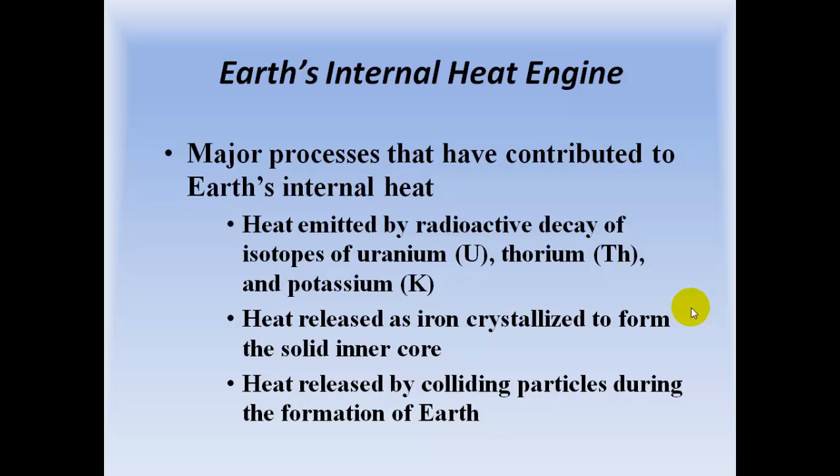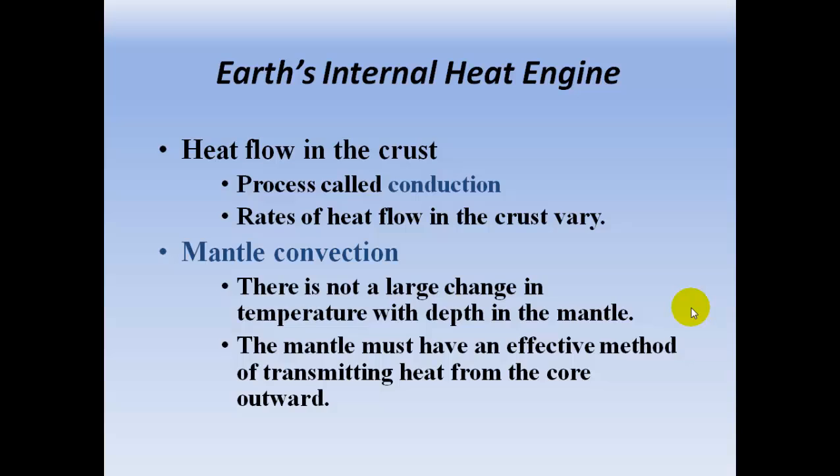Major processes that have contributed to Earth's internal heat: heat emitted by radioactive decay of isotopes of uranium, thorium and potassium; heat released as iron crystallized to form the solid inner core; and heat released by colliding particles during the formation of Earth. Heat flow in the crust occurs by a process called conduction. Rates of heat flow in the crust vary.